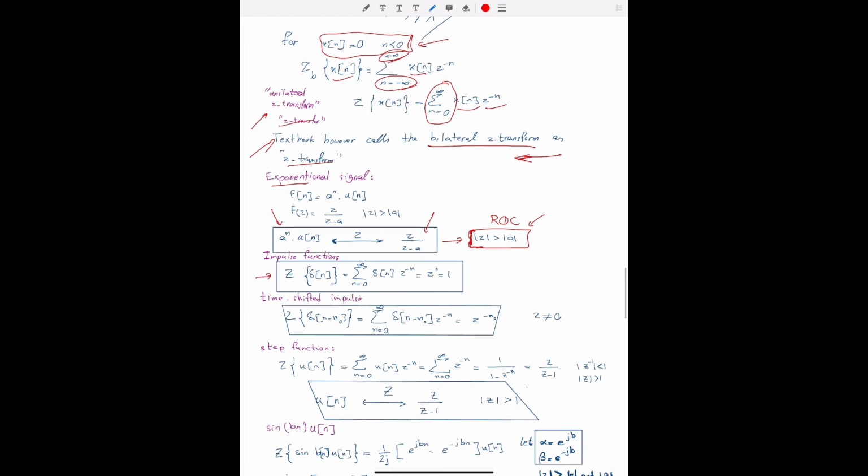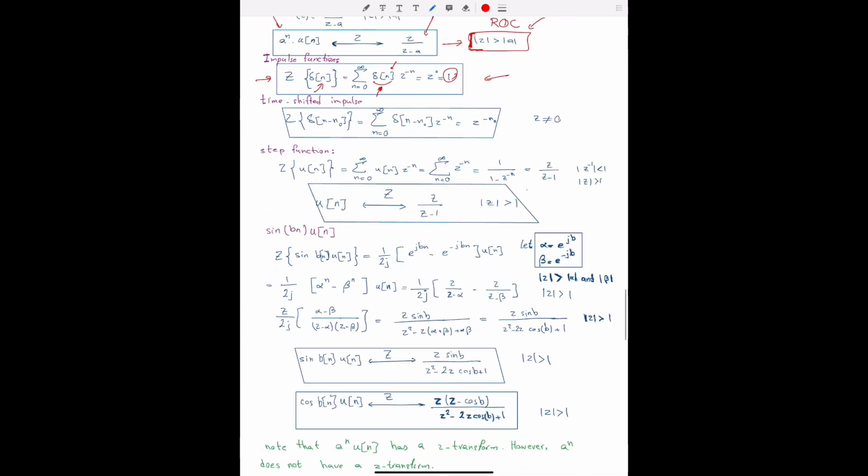So what about the impulse function? What's the Z transform of the impulse function? Well, we put the impulse function into the equation here. We know that this only has a value at n equals 0. So we put z to the power of 0, which is equal to 1. And so the region of convergence here is for all z's. The Z transform of an impulse function is going to be 1.